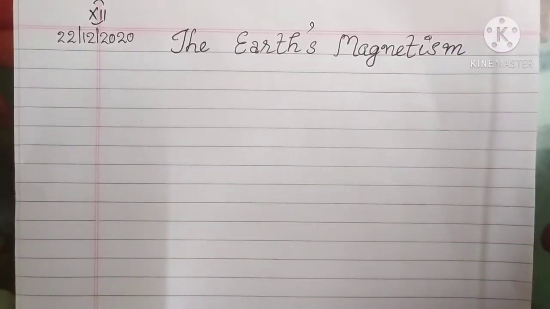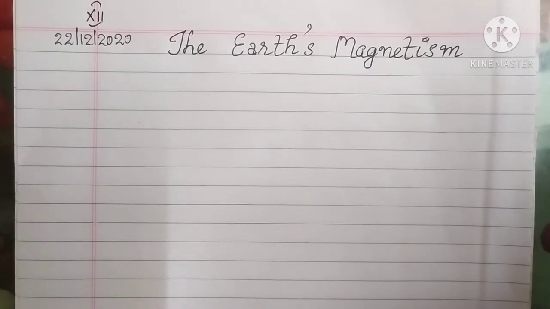So today we will discuss the last topic of this lesson, that is the Earth's magnetism. We all know that a freely suspended magnetic needle, like a compass needle, comes to rest in the north-south direction. Evidently, there is a magnetic field on the surface of the Earth. To a certain extent, the field could be explained by considering the Earth as a huge bar magnet.